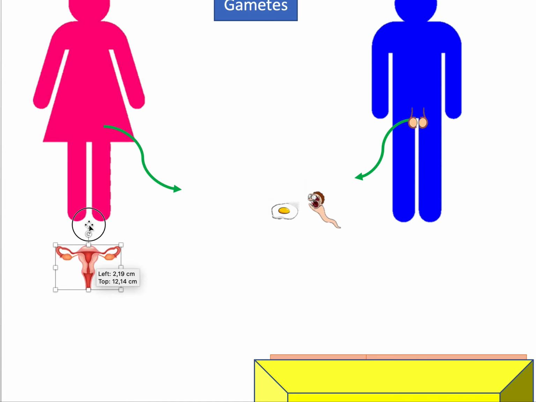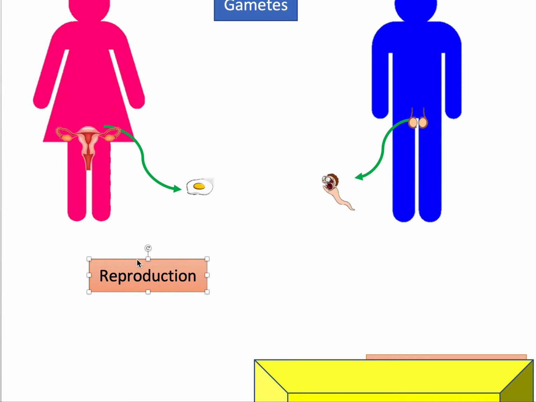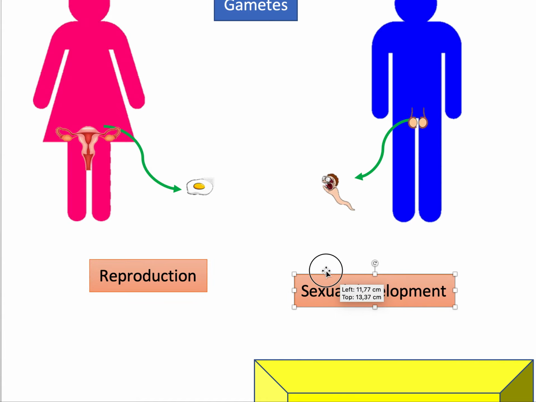Now, other than making these sex cells, what do you think is made in these? What do you think the purpose is of these organs? What else do you think the testes do? And what else do you think the female genitalia do? What do you think they actually do? They have two other functions. Reproduction, we know, that's the one we just talked about. And another one is sexual development.